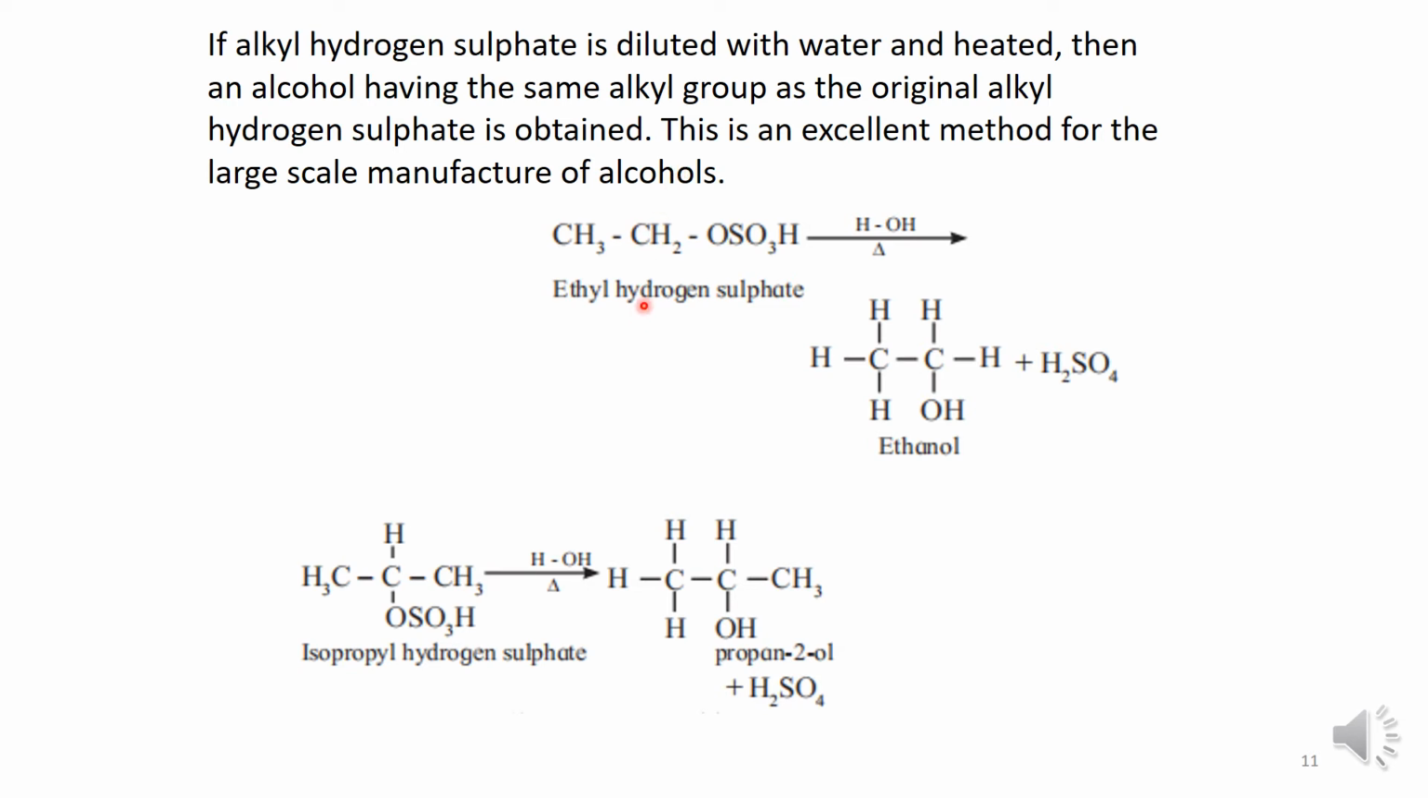Like ethyl hydrogen sulfate is hydrolyzed in the presence of heat, it will be converted into ethanol and H2SO4 will also be formed. Similarly, if isopropyl hydrogen sulfate is heated with water, you will get propan-2-ol and sulfuric acid as a byproduct.